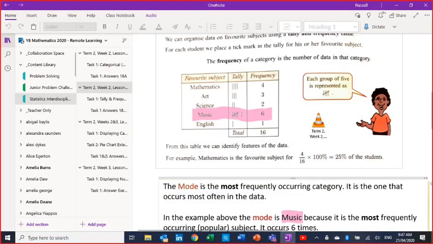Okay. All right. So, the mode simply means something that's fashionable or popular. So, if it's popular, that means it happens a lot, right? So, the mode is simply the number or frequency.